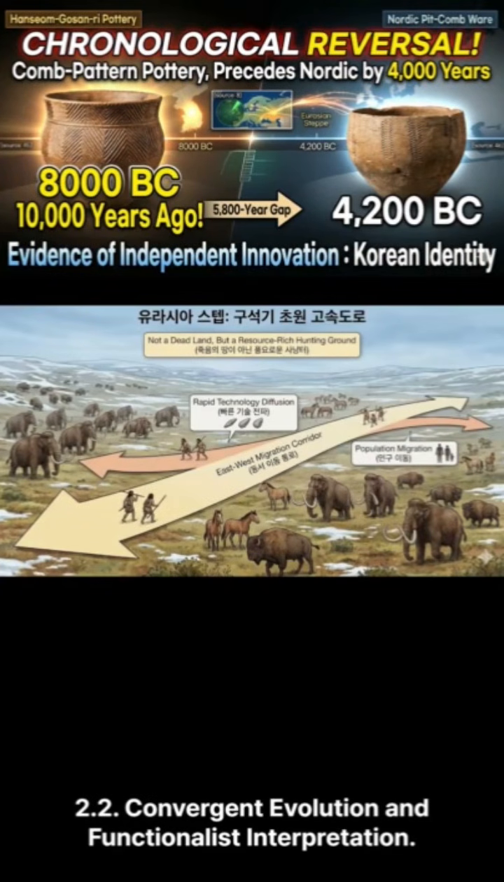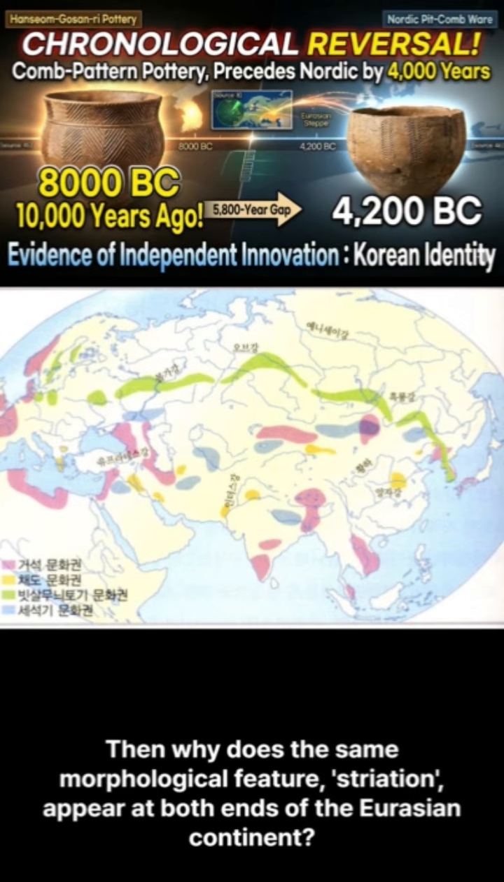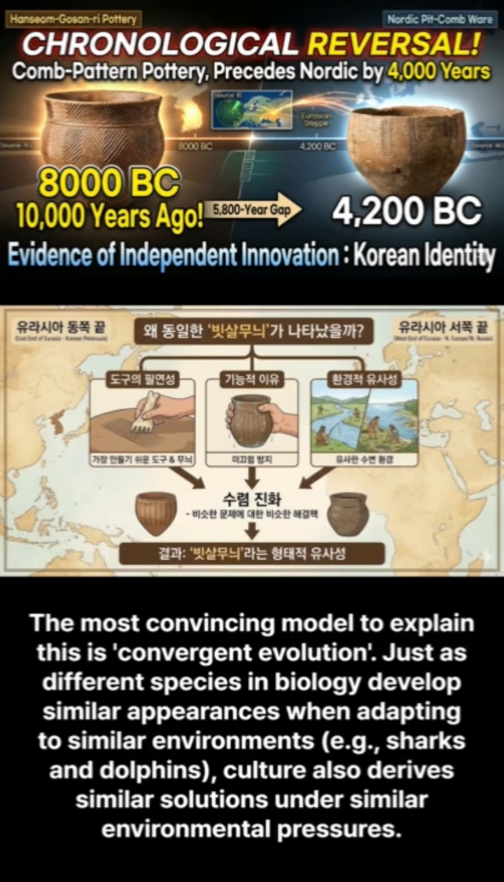2.2. Convergent evolution and functionalist interpretation. Then why does the same morphological feature, striation, appear at both ends of the Eurasian continent? The most convincing model to explain this is convergent evolution. Just as different species in biology develop similar appearances when adapting to similar environments, e.g. sharks and dolphins, culture also derives similar solutions under similar environmental pressures.